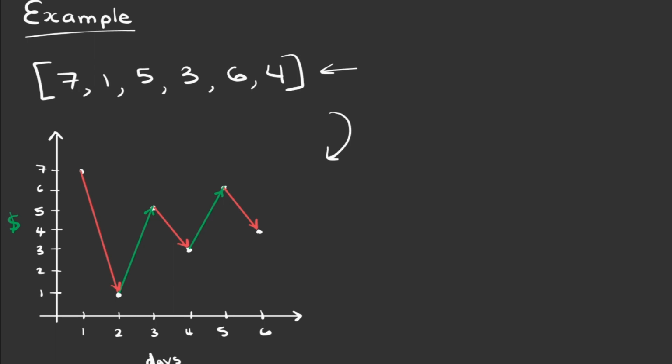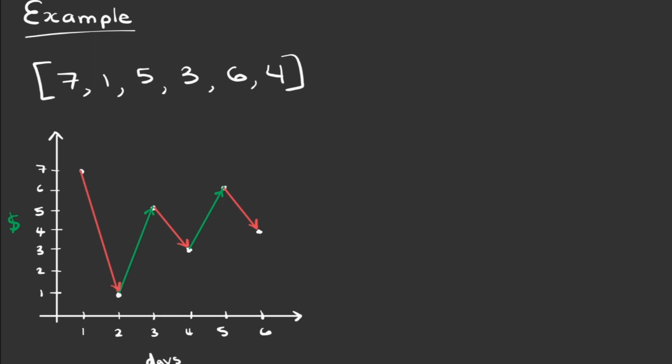That's because, say we buy a stock on day 2, we cannot sell it on day 1, even though the profit would be 7 minus 1, which is 6. We have to find the maximum price following day 2. That means the maximum price after day 2 is on day 5. So the maximum profit in this case is 6 minus 1, so $5 of profit.